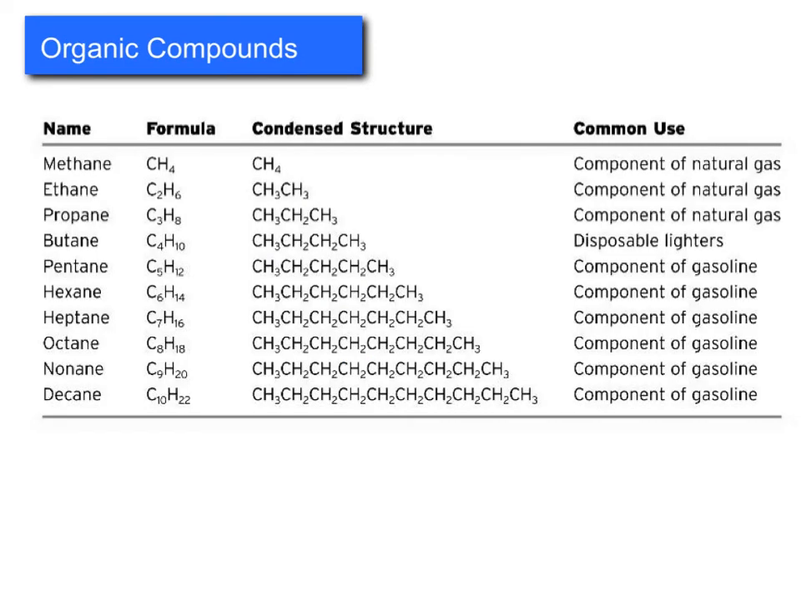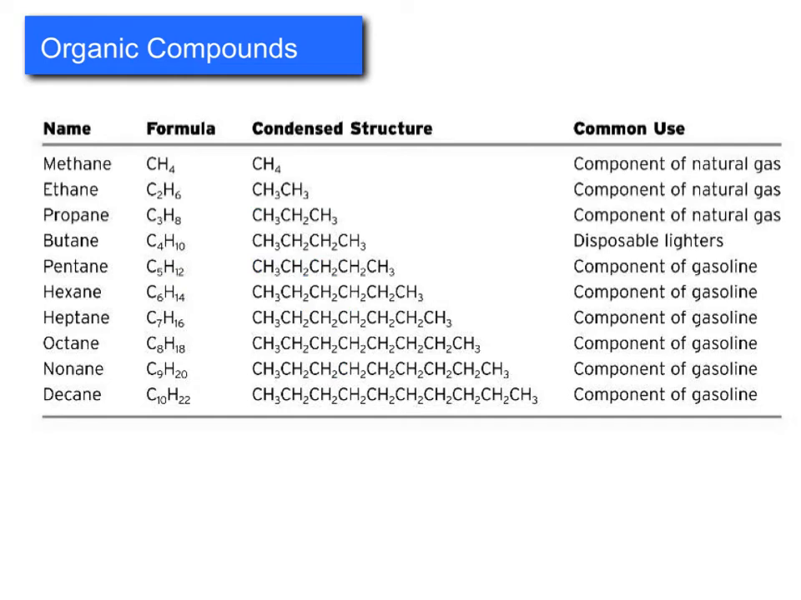So now we're going to talk very briefly about the simplest of organic compounds. Organic compounds are ones that are made up primarily of carbon. That's what an organic compound is. And hydrocarbons, as their name might suggest to you, are ones that are primarily hydrogen and carbon. They're a type of organic compound.